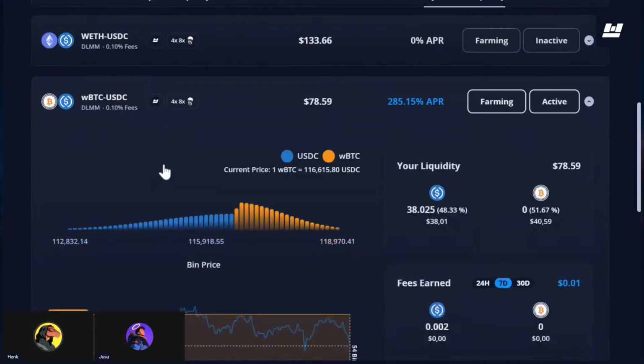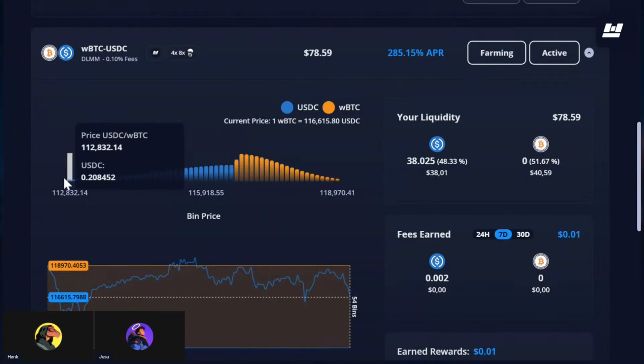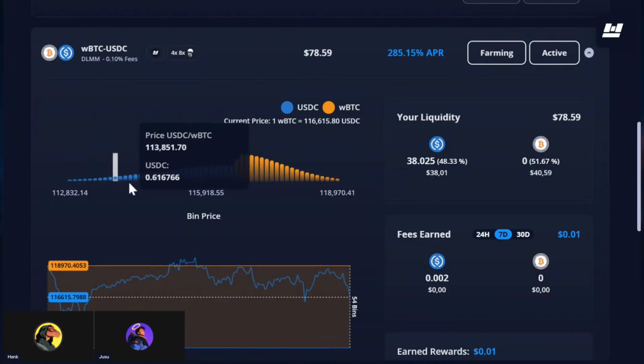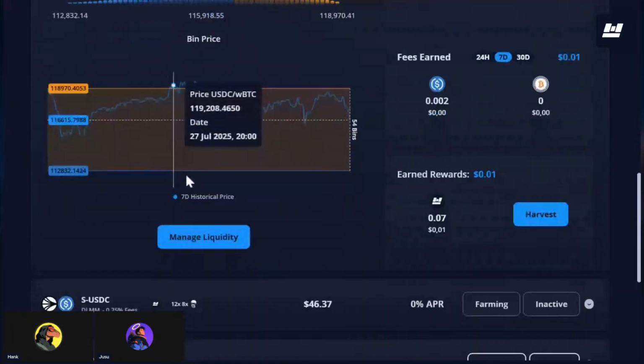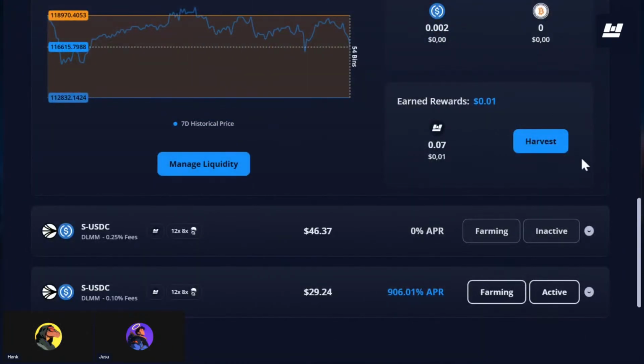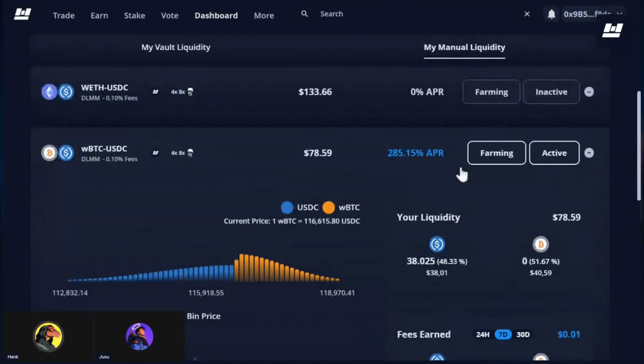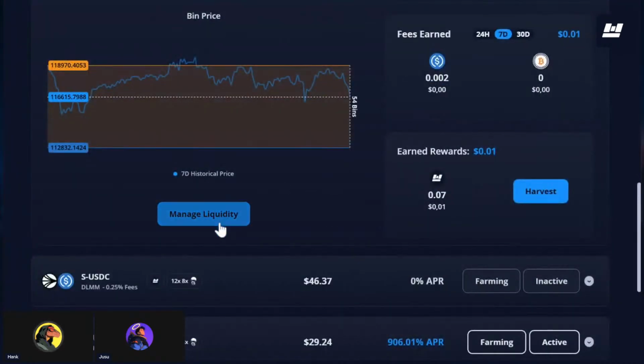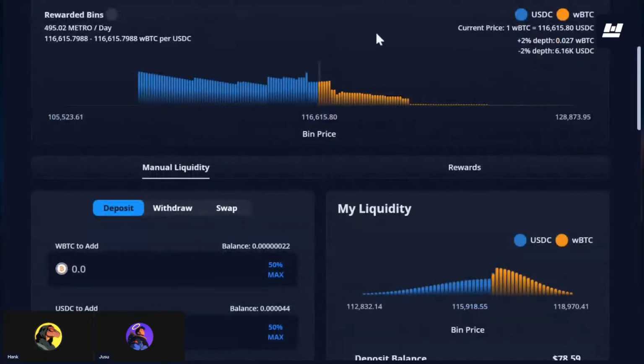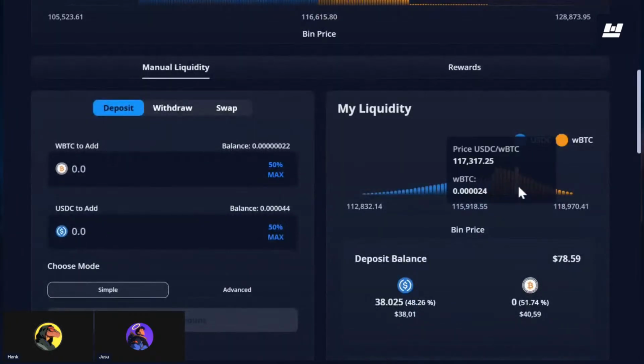We have here Bitcoin USDC, and I say, look, you know this price down here. I can use these USDC somewhere else, and I want to remove them. I only want to have them until, let's say, 115K, somewhere here. So what I'm going to do now is I can already harvest some very little money on my $80 that I provided. But I can say here, okay, I want to remove these bins.